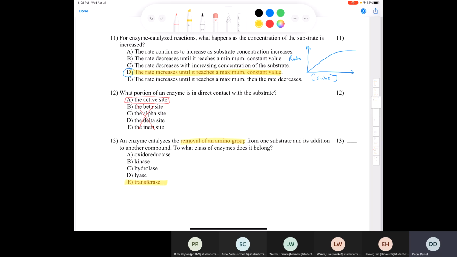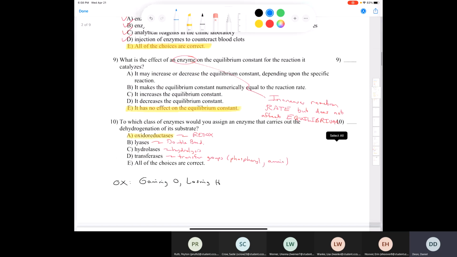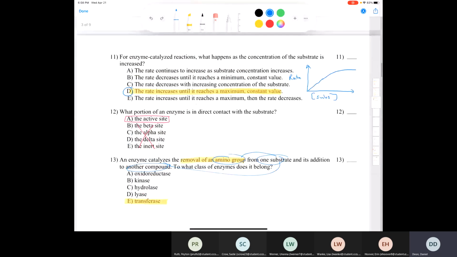Because I'm transferring the amino group from one substrate to another compound. And we talked about that just a few seconds ago in this question here when we discussed what a transferase was. It could transfer things like a phosphoryl group or an amino group. And so if we're transferring that amino group, we're dealing with a transferase.